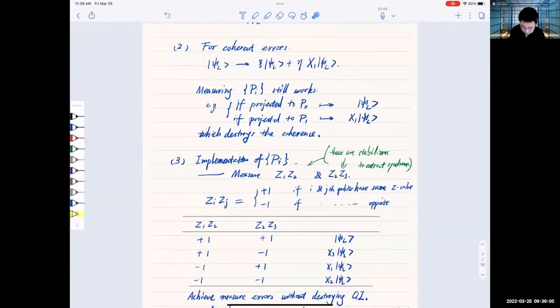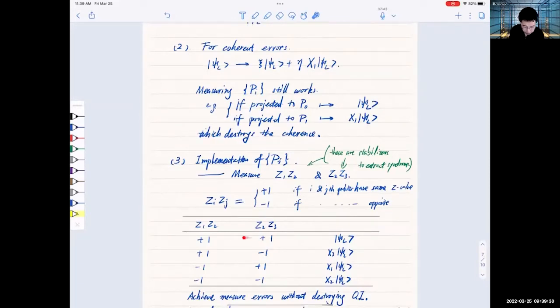And if you're in the logical state, you'll find that Z1 Z2 and Z2 Z3 are always equal to +1. If the third qubit has a bit flip, it would not change the outcome of Z1 Z2, but it will change the outcome of Z2 Z3. If the first qubit has a bit flip, then Z1 Z2 will be -1. If the second qubit has a bit flip, then both Z1 Z2 and Z2 Z3 will be -1.